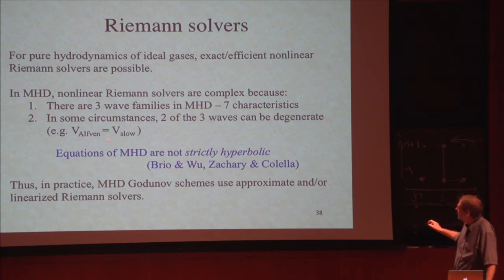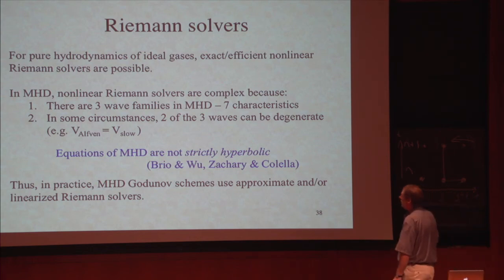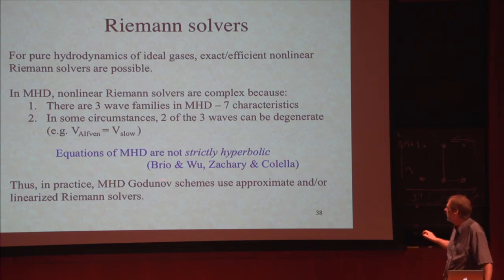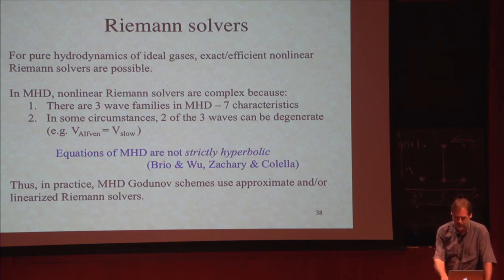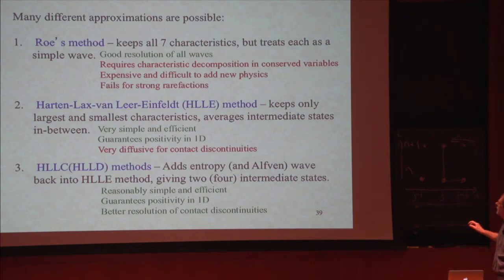In fact, the fact that these eigenvalues are degenerate means that the equations of MHD are not strictly hyperbolic. Strictly hyperbolic systems of equations have unique eigenvalues. These MHD equations do not. Sometimes they're degenerate. That makes solving them that much more complicated. So in practice, people don't use exact solvers. It's just too expensive and complicated. And moreover, it's not really needed. We only need the solution along x equals 0. And so we adopt various methods.